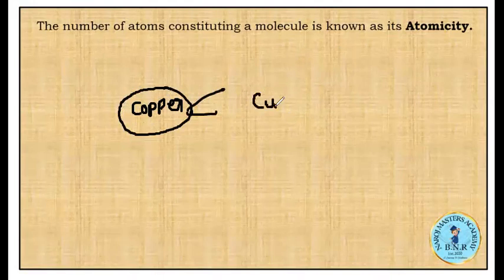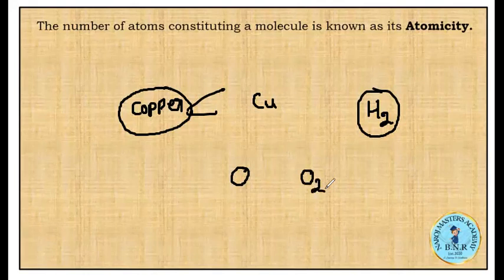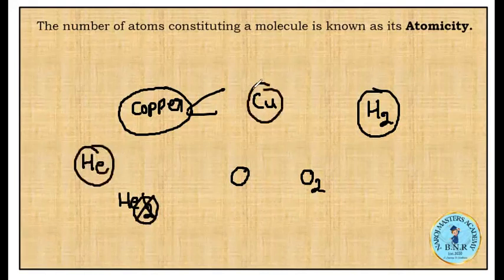Is it right? If I ask you to write atomicity of hydrogen, hydrogen is a gas, H2. How many hydrogens are there here? 2. If I ask you to write oxygen, you will not write O, you will write O2. Is it right? If I ask you to write helium, you will write it as He, but you will not write it as He2. So this is wrong. So He is 1. Copper is also 1. Is it right? Oxygen 2. Hydrogen 2. Is it right?